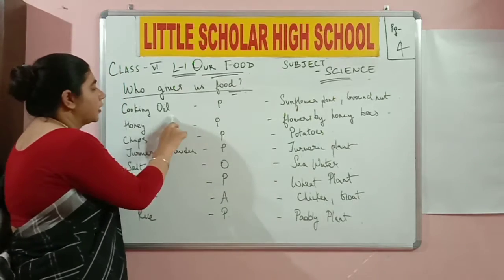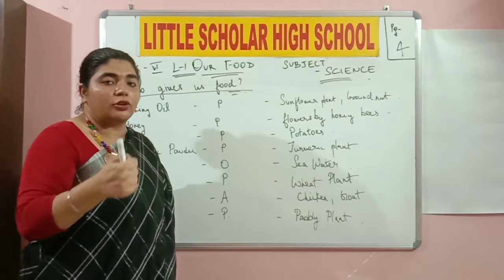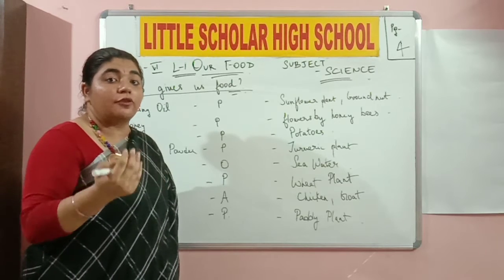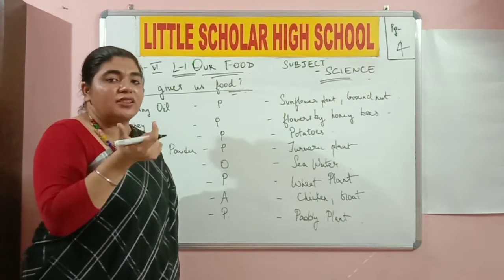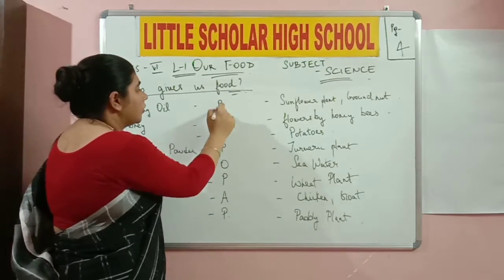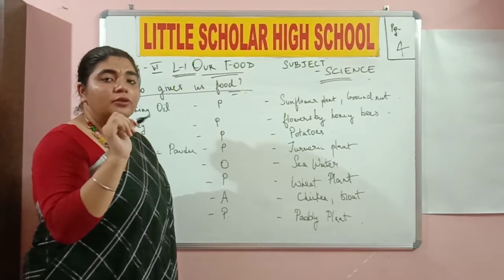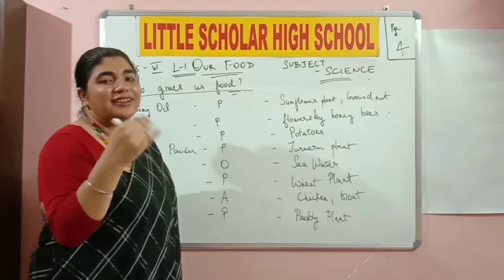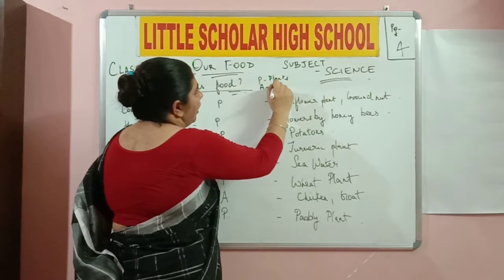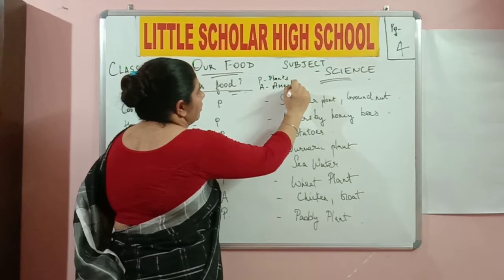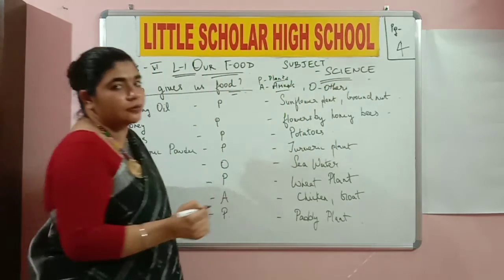The first one being cooking oil. Where do we get cooking oil from? You must have seen in your kitchen that you have a sunflower oil packet or a groundnut oil packet. Sunflower oil comes from sunflower seeds. So basically it's plants. So here for cooking oil you are going to mention P, which represents plants. P for plants, A for animals, and O for others, if it is neither plants or animals, in very rare cases.